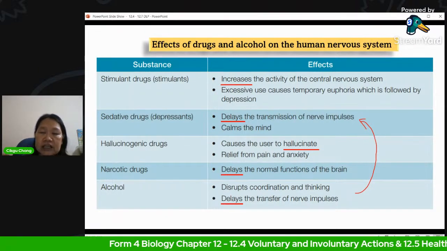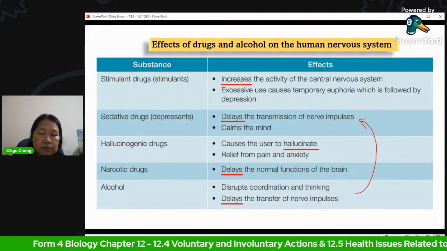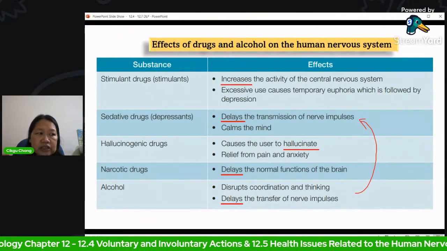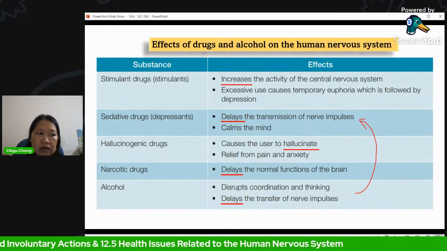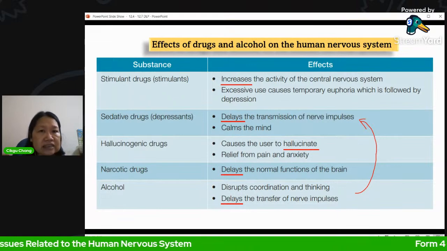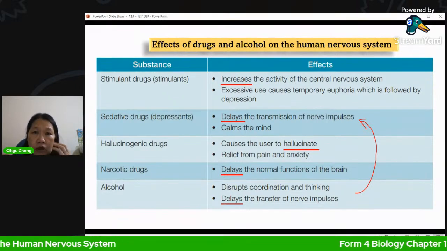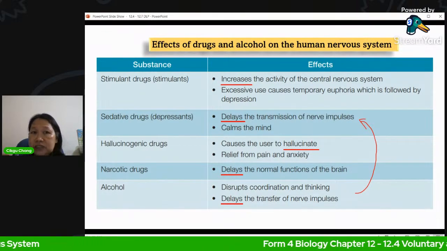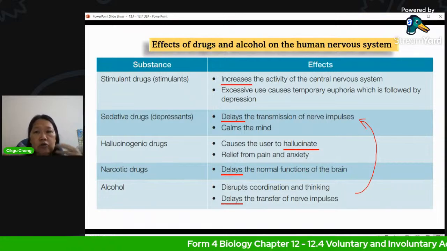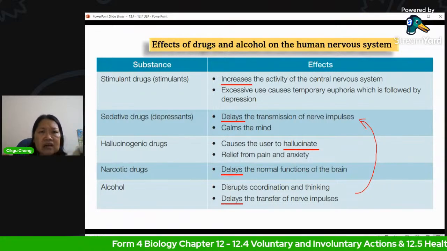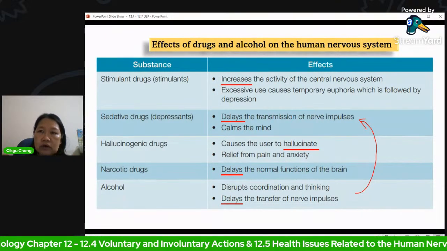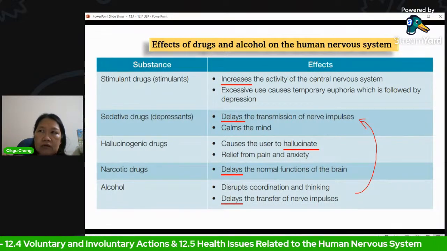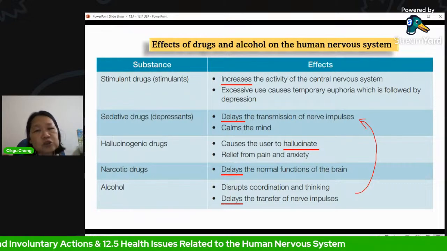Now, before I end, there's one question that I would like to explain. One of the questions they ask you: explain why painkillers are able to stop pain. How do painkillers stop pain? Now most of you, if you do not know this knowledge, will say, oh, painkillers kill pain, right? But what is the function of it? How does it work to kill pain?